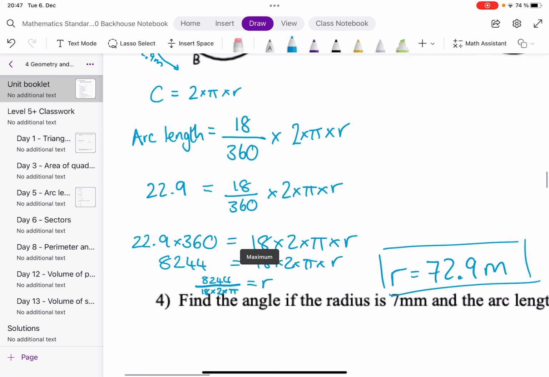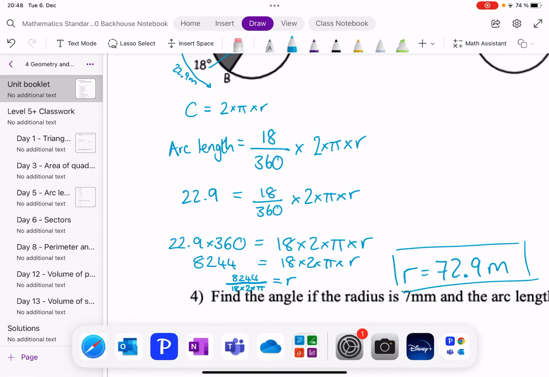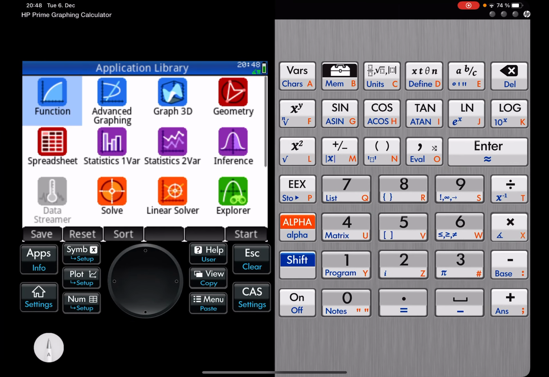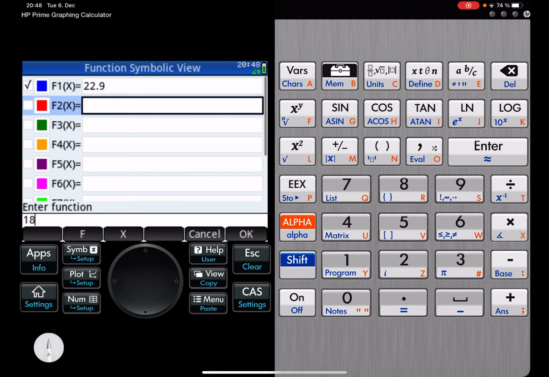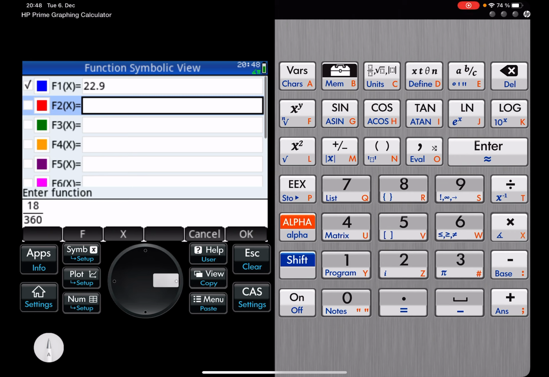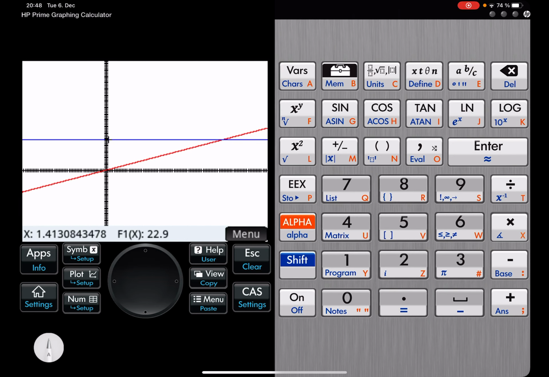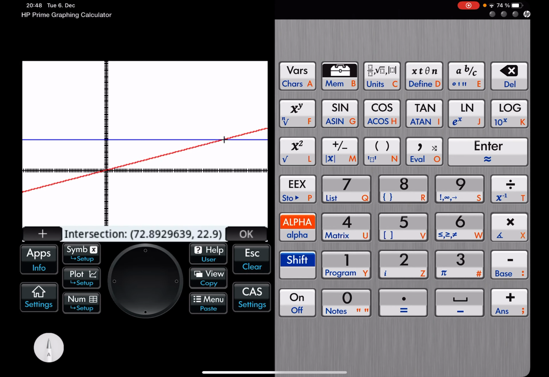Or of course, as I said before, you can use the function app for this. If I was doing that, I'd go back to this line here that I've just pointed the arrow to, and I'd make one of these 22.9 and the other one 18 divided by 360 times 2 times pi times the thing I don't know, my unknown. And I would zoom out until I get my intersection. Okay, and the x value is 72.9.